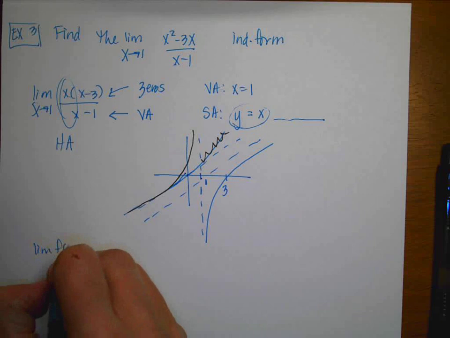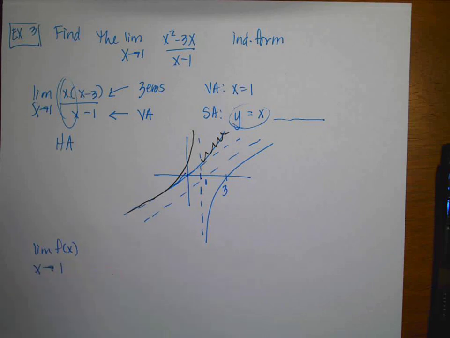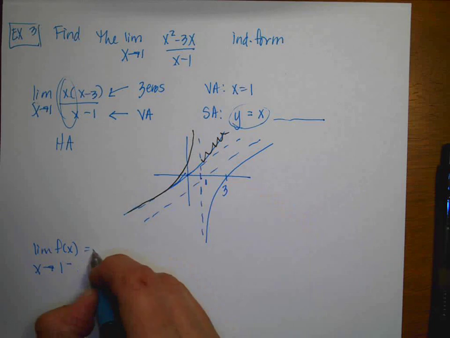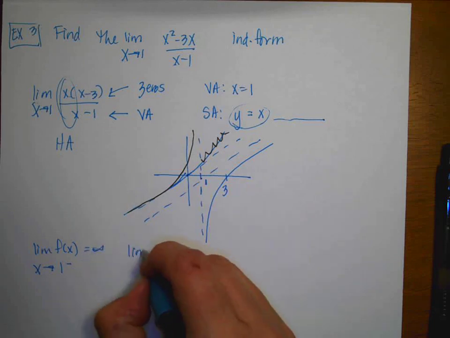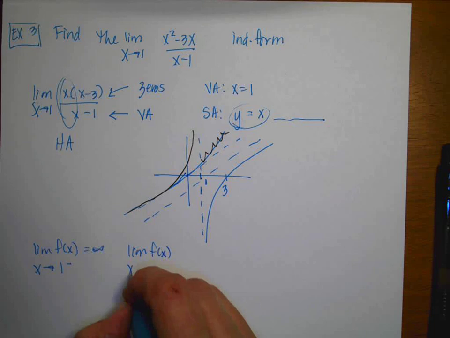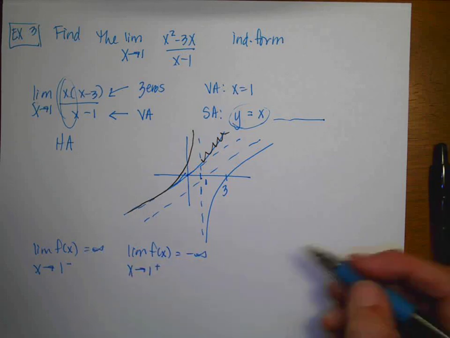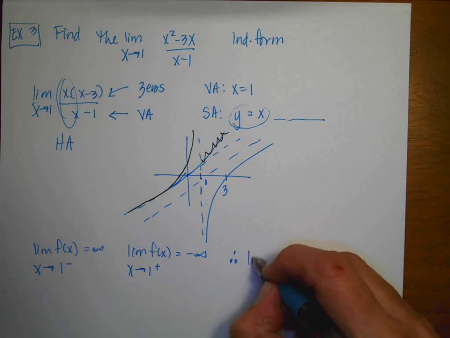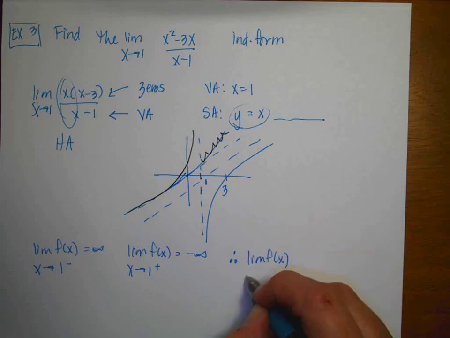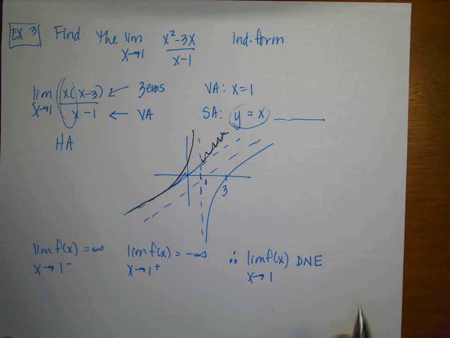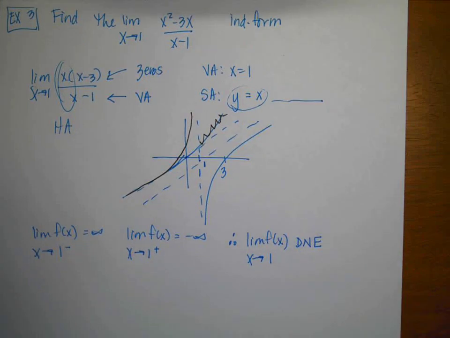So my limit of the function as x approaches 1, and let's do from the left, is going to go up to positive infinity, and then the limit of the function as x approaches 1 from the right is going to go to negative infinity, and then I can say, therefore, the limit of the function as x approaches 1 does not exist. Okay, sorry, I was thinking ahead about what happens at infinity.